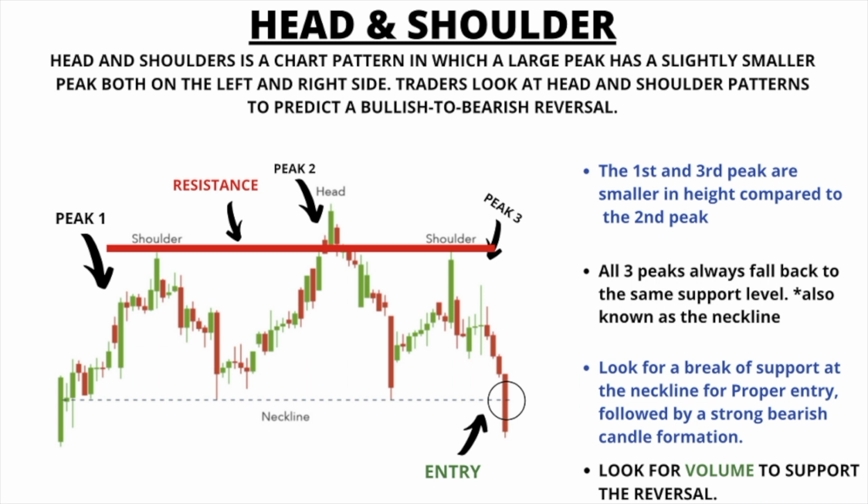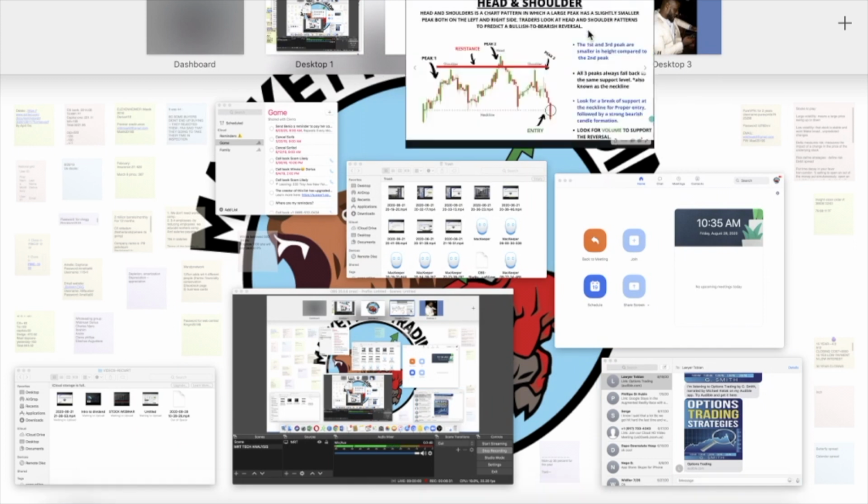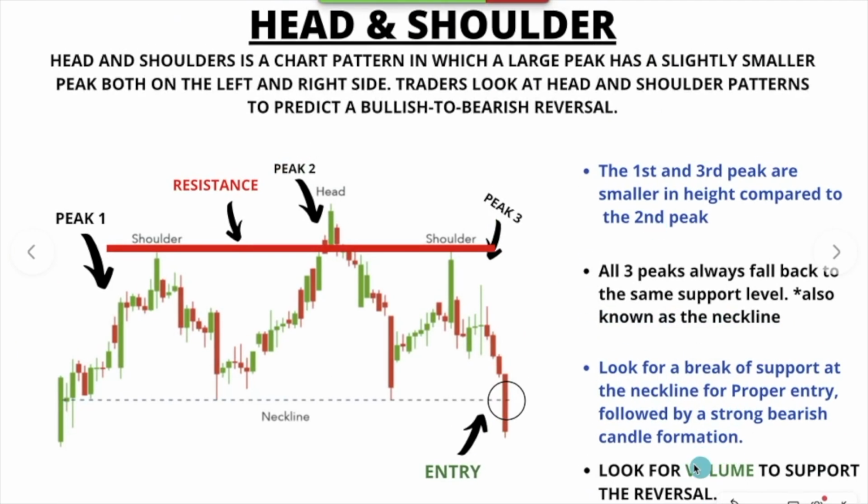Although it is doing the head and shoulder formation, that doesn't mean it's always going to play out. Sometimes you may have a false breakout and it could completely disregard the entire formation itself. So it's best for you to look for a bearish candle formation and also look for volume to support that reversal. You always want volume on the side of which the breakout is happening. That's what's going to support the price movement, and that's also going to be an additional confirmation for you to get into the trade.